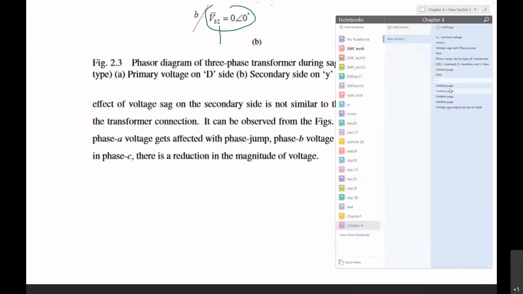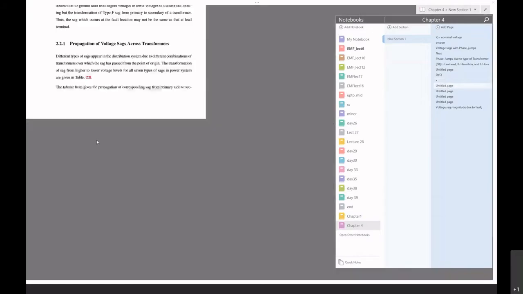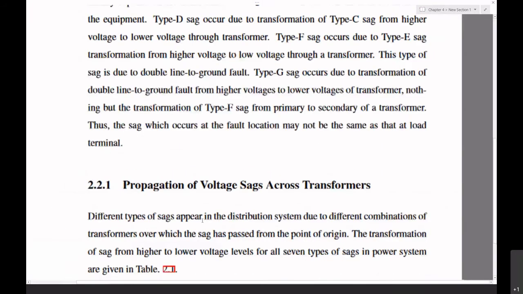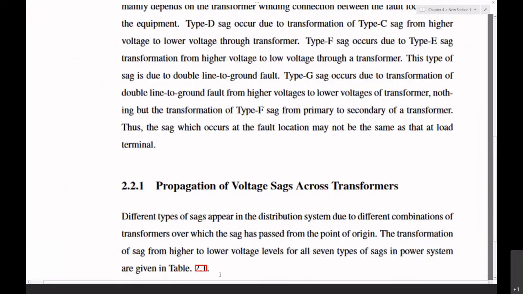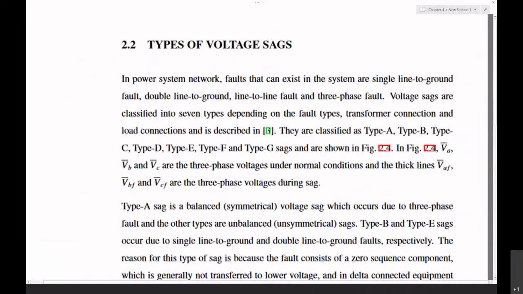So far, what we have seen is the transformation of the fault, or the phase angle jump, from higher voltage to lower voltage. Based upon that, different types of voltage sags have been categorized. Generally, we have a single line to ground fault (SLG), a line to line fault, a double line to ground fault (LLG), and then the three-phase symmetrical fault. These are the faults available.